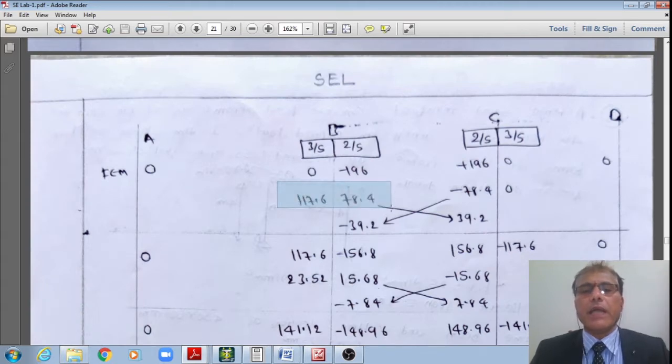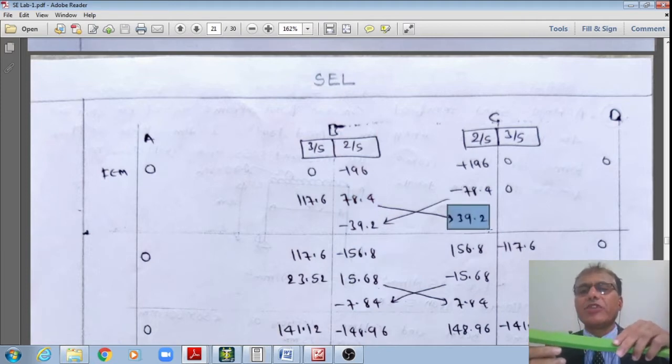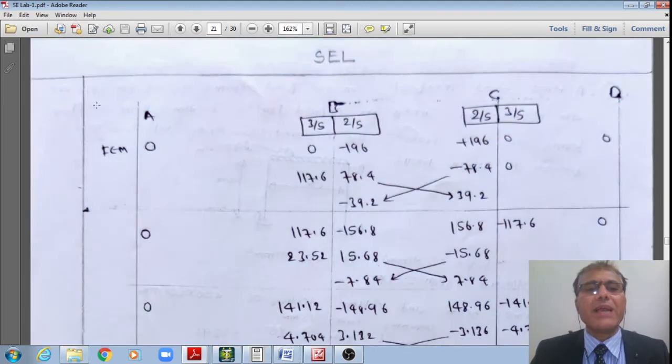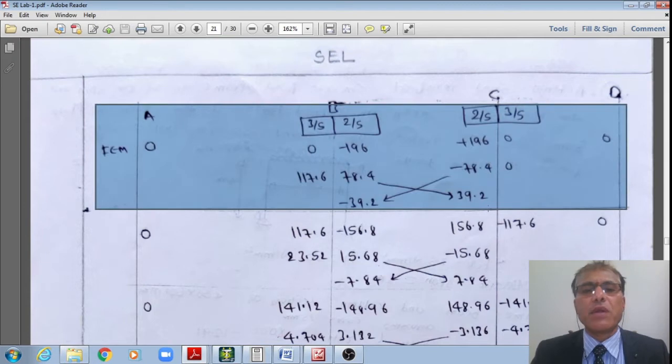However, now what we can observe is that once I distribute these moments at the joints B as well as C, the next step is the next row, that of the carryover. Therefore, this 78.4 will be carried over to the other continuous joint C by 50%. Therefore, 0.5 multiplied by 78.4 works out to 39.2. Similarly, this minus 78.4 multiplied by 0.5 works out to minus 39.2. Therefore, I have just done one cycle of redistribution of the moments. This is what is called one cycle.